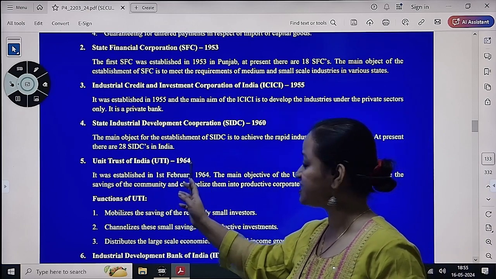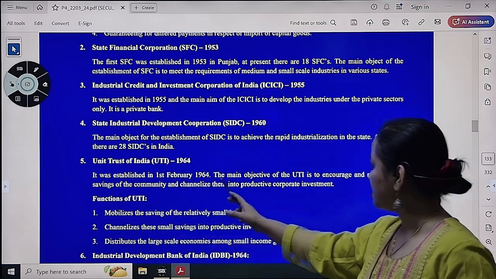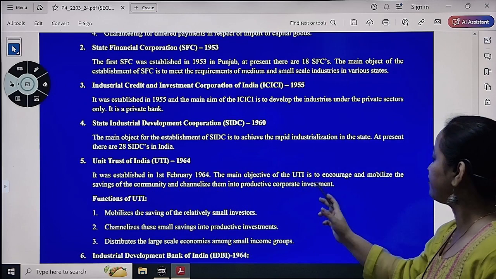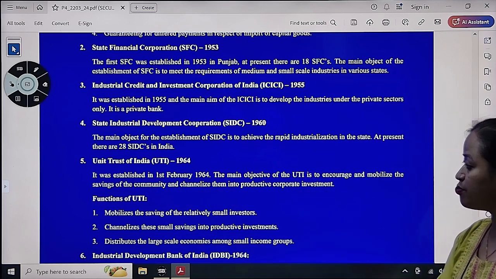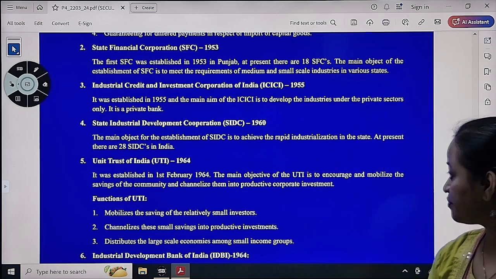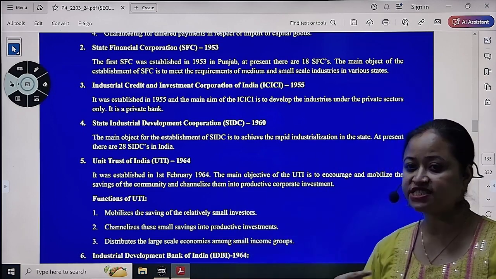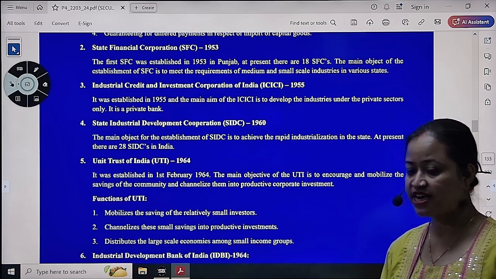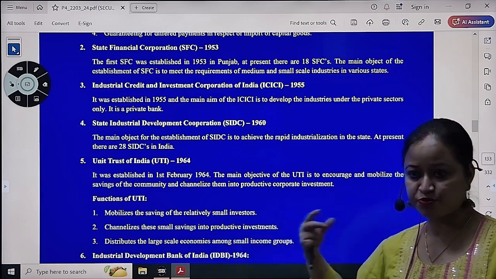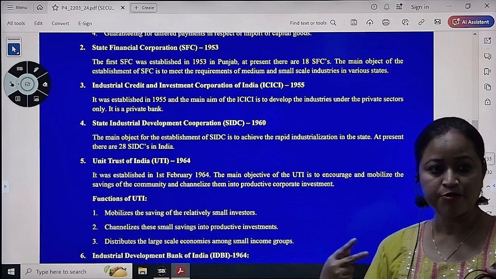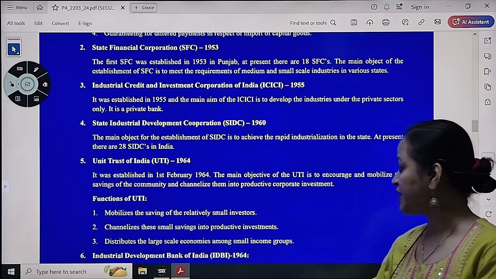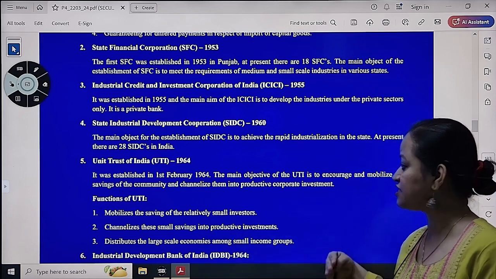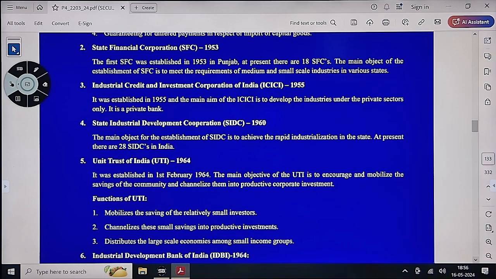Next is UTI, 1964, Unit Trust of India. The main objective is to encourage and mobilize the savings of the community and channelize them into productive corporate investment. It mobilizes the savings of relatively small investors, channelizes these small savings into various productive investments where the return is high, and distributes the large scale economies among small income groups. Whatever the profit is, it is distributed among the small income groups. Clear?